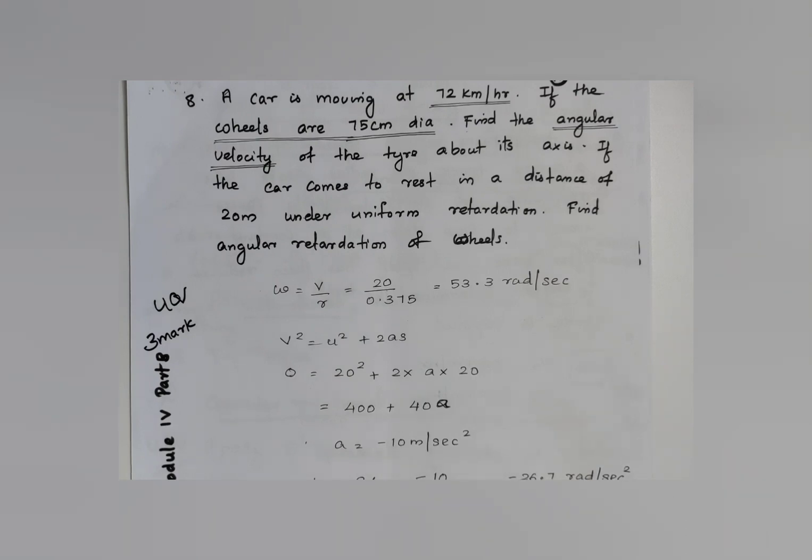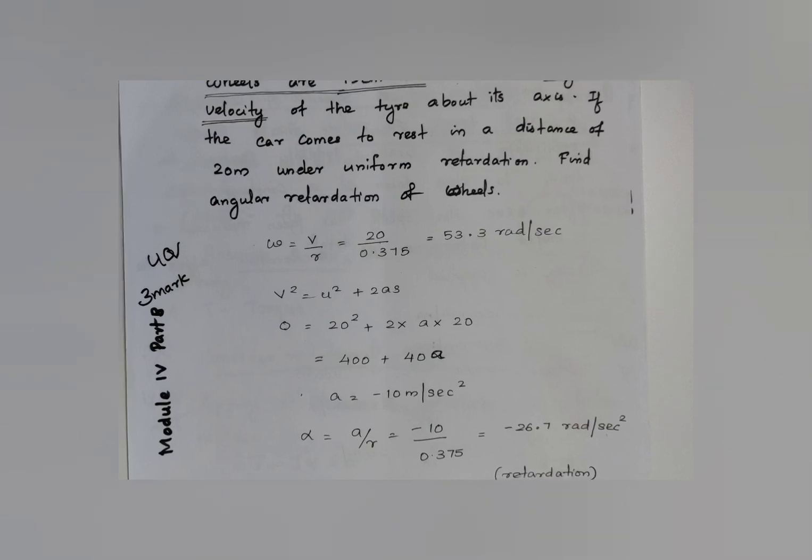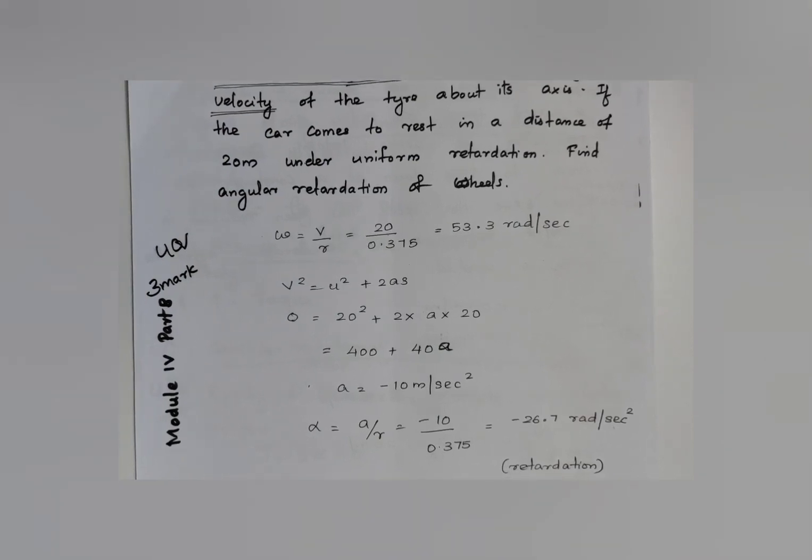The second part is, if the car comes to rest in a distance of 20 meter, find the uniform retardation. Also calculate the angular retardation. So you can use the equation of motion. Initial velocity is 20 meter per second, final velocity is 0, displacement is given as 20 meter. So you can calculate the acceleration using this equation. Acceleration is equal to minus 10 meter per second square.